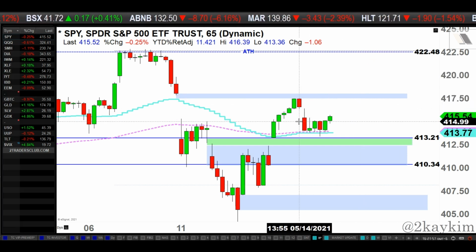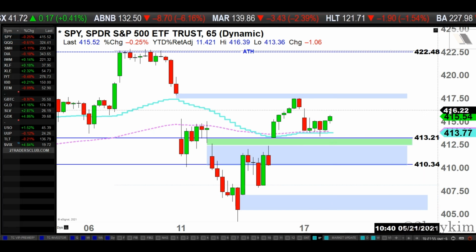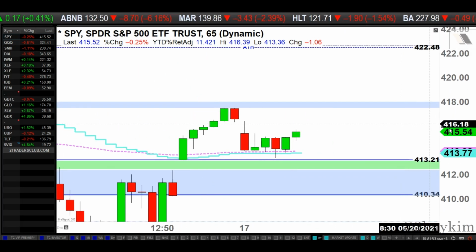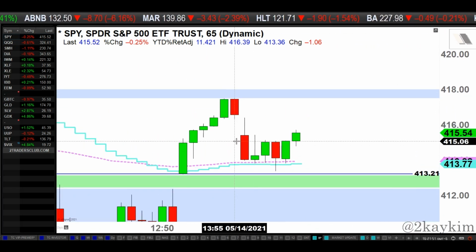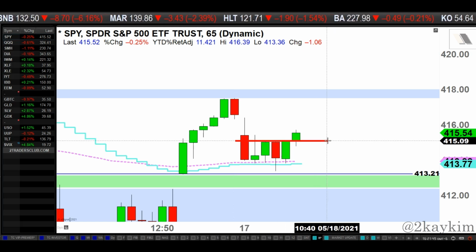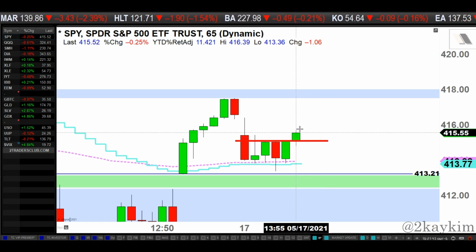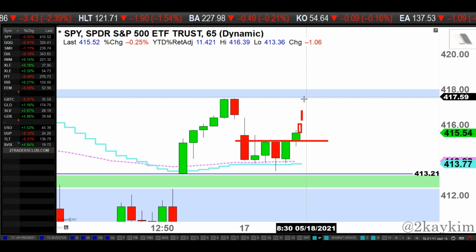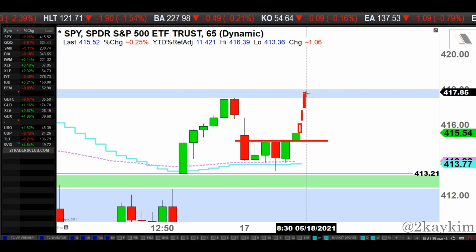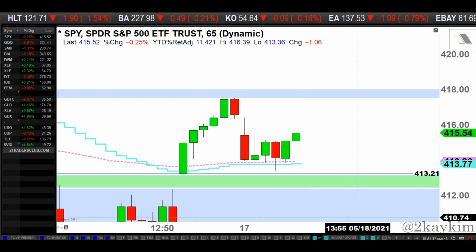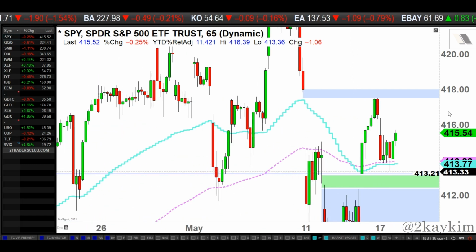So, looking at things more on a micro-term basis, I think if we can stay above this level tomorrow, it looks like 415 flat, right? 415 flat, first couple of hours. I think there's a good chance the buyers are going to bring the price back up and fill that gap at 418, right?